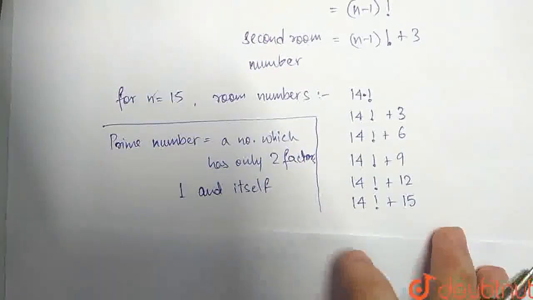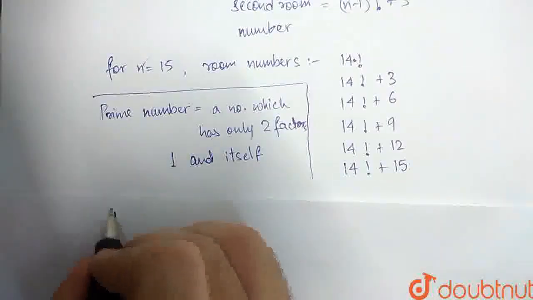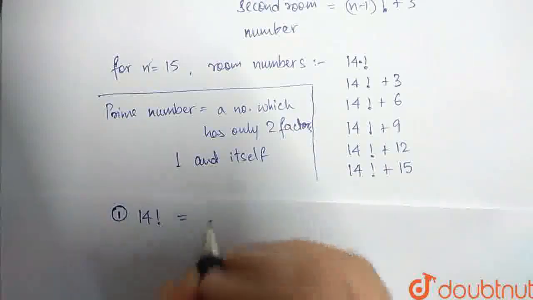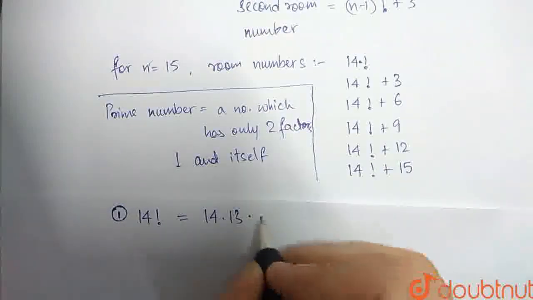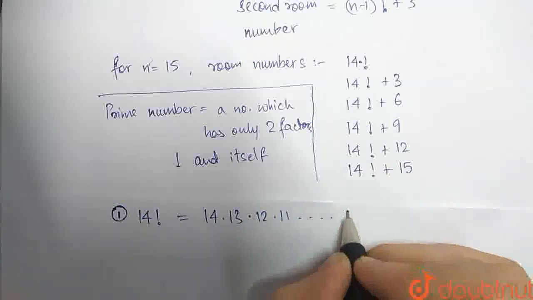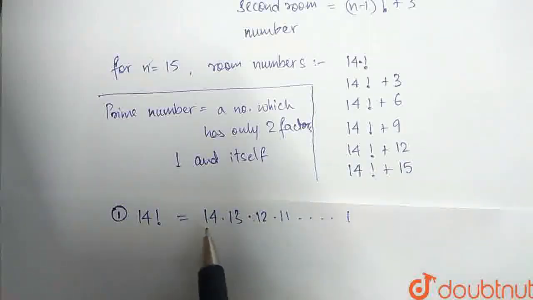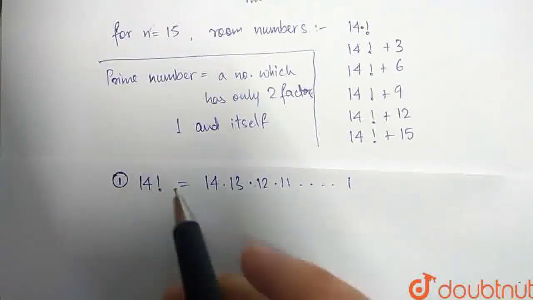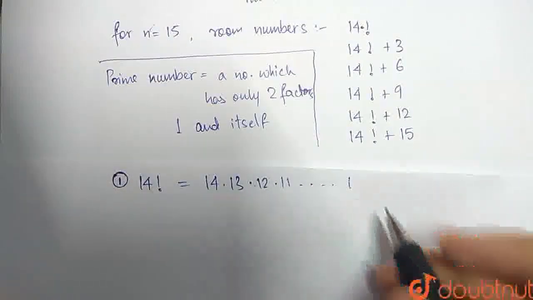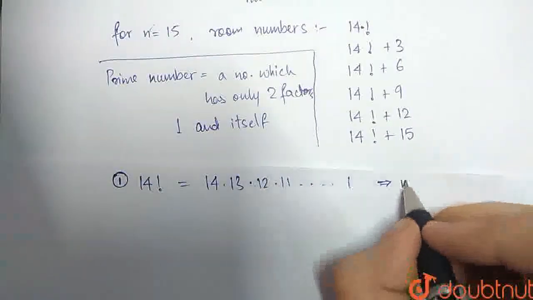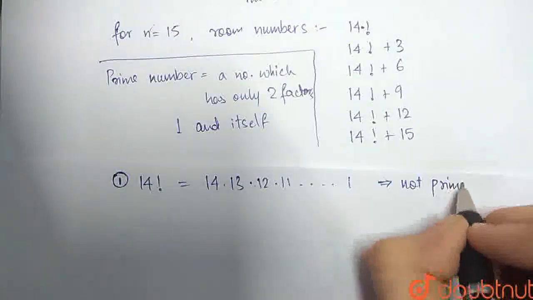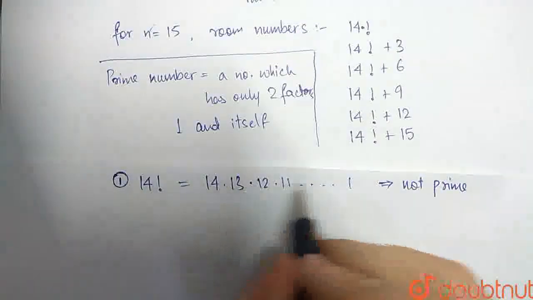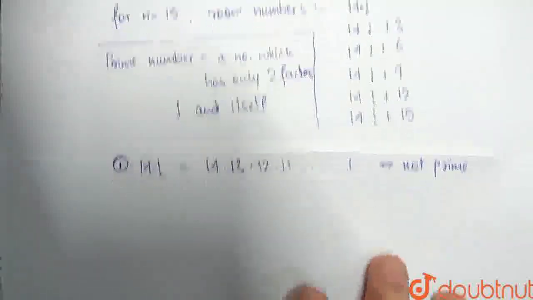We'll start with 14 factorial. So the first one is 14 factorial. Now 14 factorial can be written as 14 times 13 times 12 times 11 and so on up till 1. So obviously, since these are all multiplied to each other, they are all factors of this term here. And since they are all factors, this number is not prime, since a prime number would have had just 1 and itself as a factor, whereas all these numbers are factors of 14 factorial.